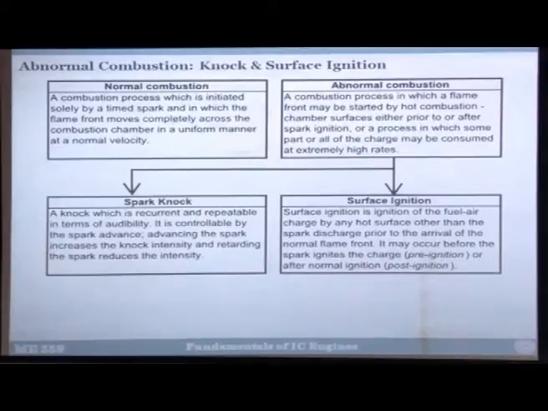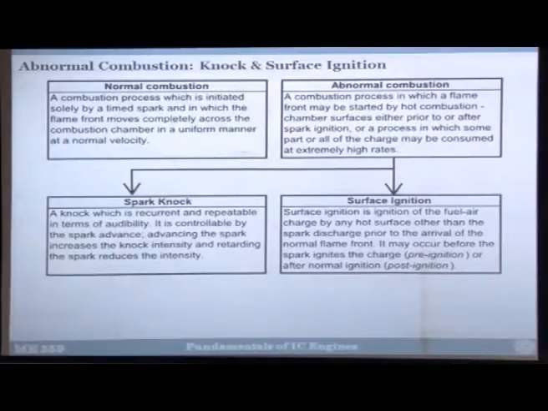Second, a combustion process in which a flame front may be started by a hot combustion chamber surface wall, either prior to or after the ignition. So abnormal combustion can be anything. It could be starting before you apply the spark, or another combustion after you apply the spark. All those are abnormal combustion, or a process in which some or all part of the charge may be consumed at extremely high rates.